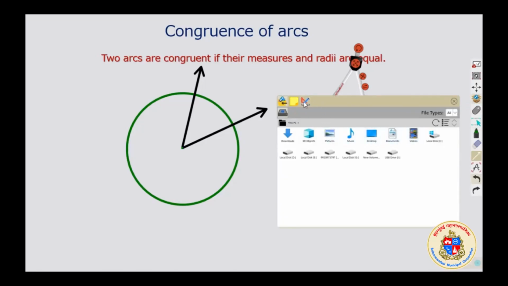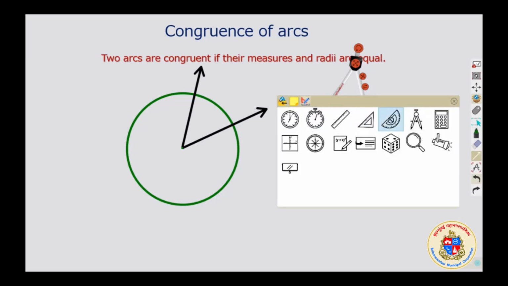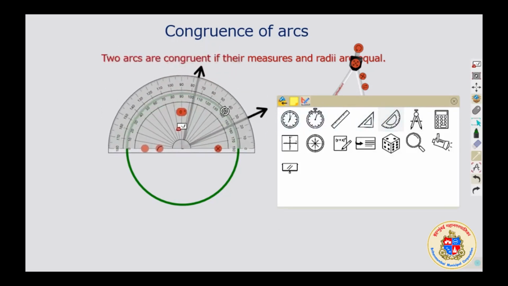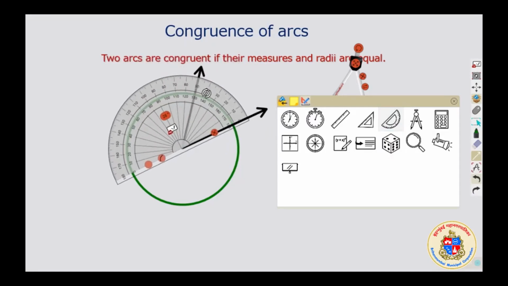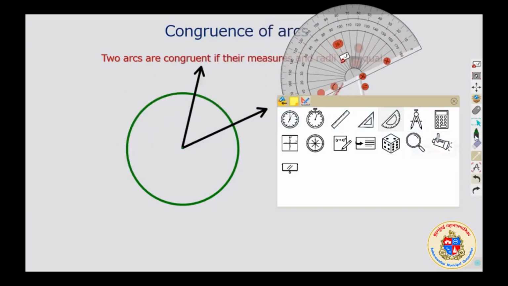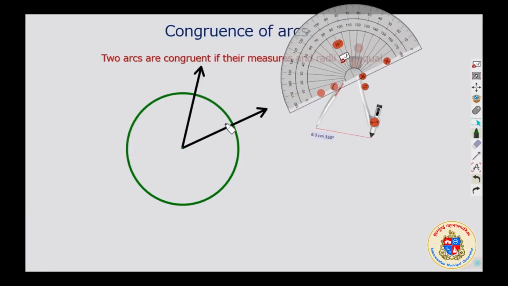To know the measure, what we should do? We should have the measuring protractor with us. So we'll measure it. Simply measure it, whatever is coming right down. 50 degree. This is 50 degree. That is the measure of the arc.